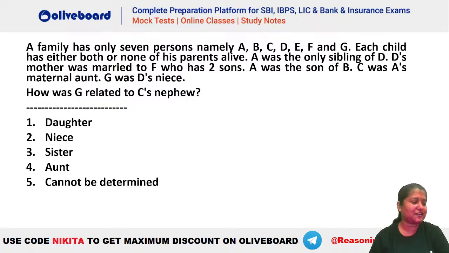क्या आ रहा है फिर रिश्ता? Mayank, what is the relation that we are getting? Cannot be determined. Okay, we are getting cannot be determined. And why is it cannot be determined, Mayank? Are we getting two possible relations here?